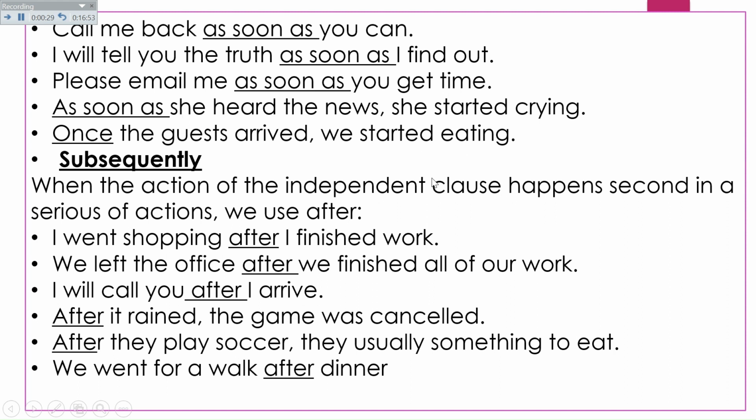So what does subsequently mean? Subsequently means when the action of the independent clause happens second in a series of actions, we use after. Like, I went shopping after I finished work. This means I went shopping after. We left the office after we finished all of our work. I will call you after I arrive. After it rained, the game was cancelled. After they play soccer, they usually need something to eat. We went for a walk after dinner. So that means subsequently.